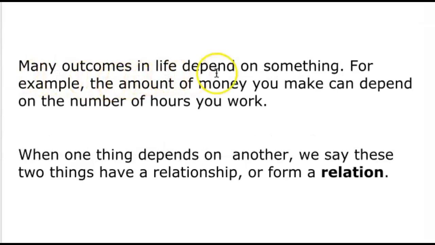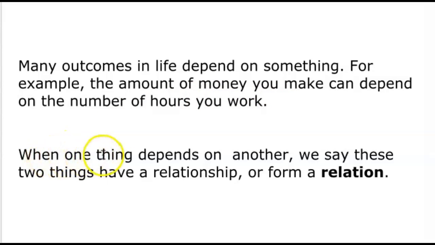Okay, so many outcomes in life depend on something. For example, the amount of money you make can depend on the number of hours you work. If you get an hourly wage, you yourself can't decide, oh, you know what? This week I'm going to make $12 per hour. I know last week I only made 8, but this week I'm going to make more. You can't decide that. But you can often ask for extra hours or choose to work extra hours if they allow for that. So that's something that can be changed.